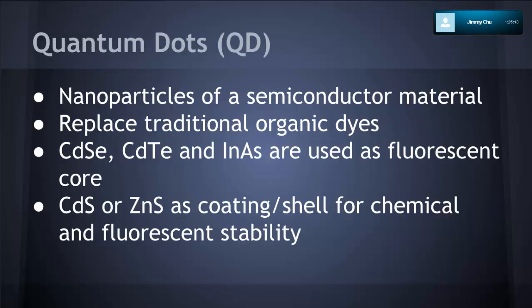So what is quantum dots? It is basically nanoparticles of semiconductor material to replace traditional organic dyes that were used in biodetection. Quantum dots display fluorescent properties which allow optical detection of presence of certain biochemicals. This happens through the excitation of quantum dots using UV light and other material interactions. Quantum dots can be broken down into two parts: the fluorescent core and coating or shell for chemical and fluorescent stability.